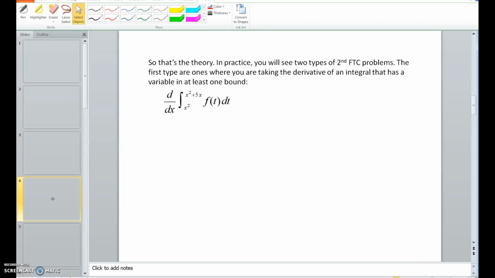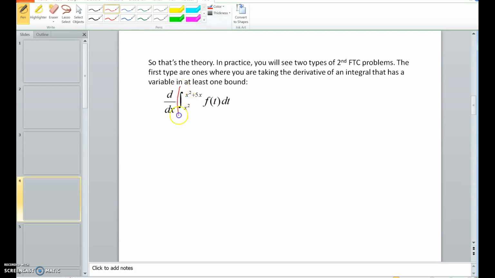So in practice, there are two types of problems you're going to see. This type of problem is more of a multiple choice type problem. It's one where you're just flat out asked to take the derivative of something that involves an integral. So here's a classic example problem. We're trying to take the derivative of a function where the variables are in the bounds of integration. To see how we would do this type of problem, we don't know what little f is. We don't have an equation for it.